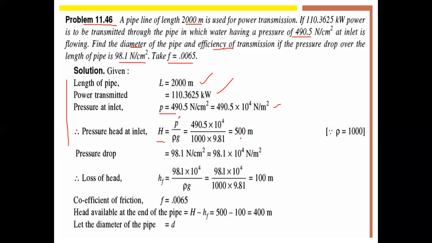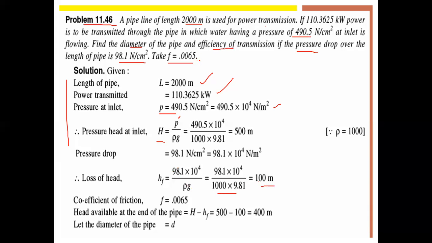What is the pressure drop here? The pressure drop is 98.1 Newton per centimeter square. Converted to meters, 98.1 into 10 to the power of 4 Newton per meter square. Therefore, the loss of head h f is equal to the pressure drop divided by rho g, that is 98.1 into 10 to the power of 4 divided by 1000 into 9.81. That is equal to 100 meters. This is the loss of head.